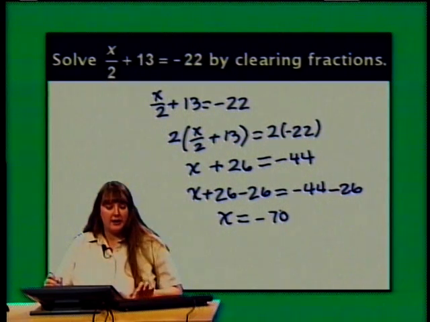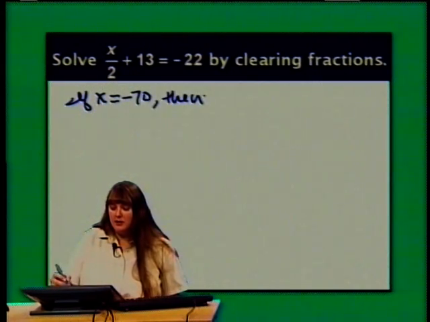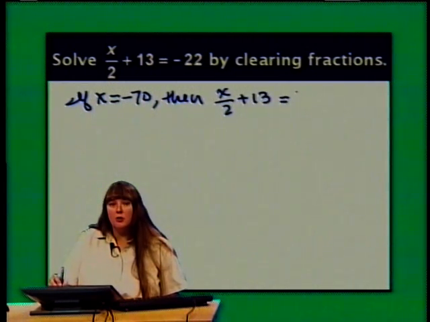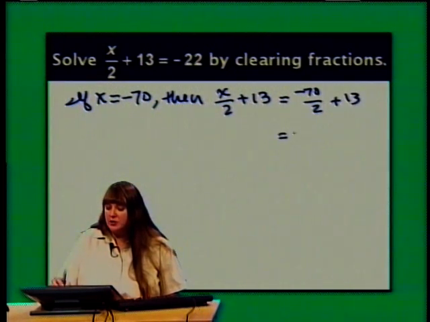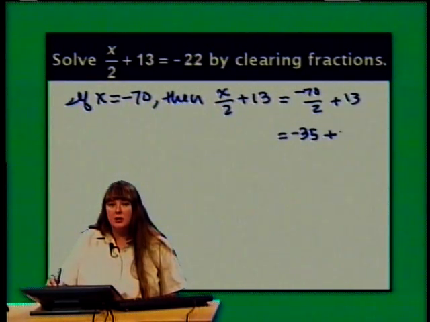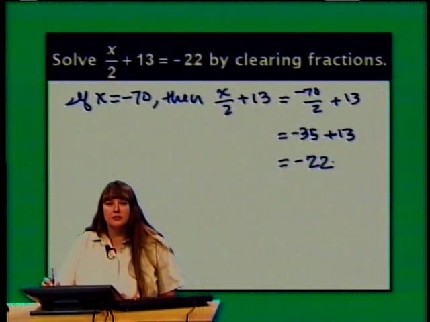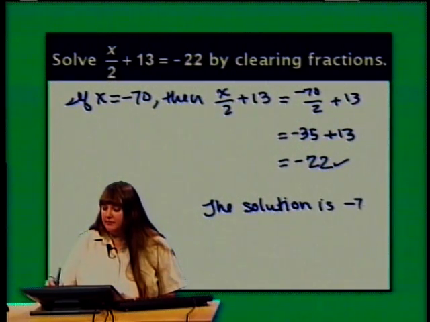So now I want to check my proposed solution. If x equals negative 70, then x over 2 plus 13 would be negative 70 over 2 plus 13, which is negative 35 plus 13, which is negative 22, same as the right-hand side. So this checks. So I can say the solution is negative 70.